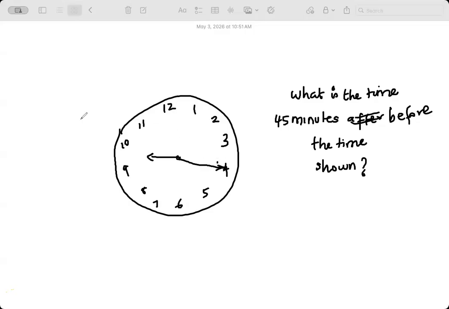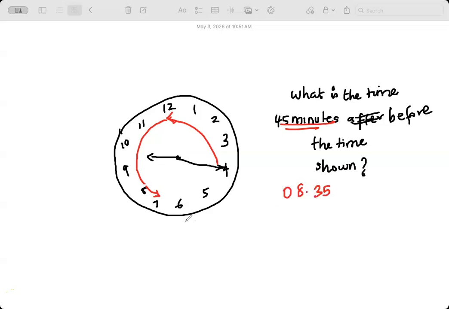See, this is 20 minutes. You have to hold on and patiently wait when I start explaining. This is 20 minutes. 45 minutes is, again, you have to go back 25 minutes. This is already 20 minutes. Going back 5 minutes places you here. So, what is that time? It should be 8:35. You got it?